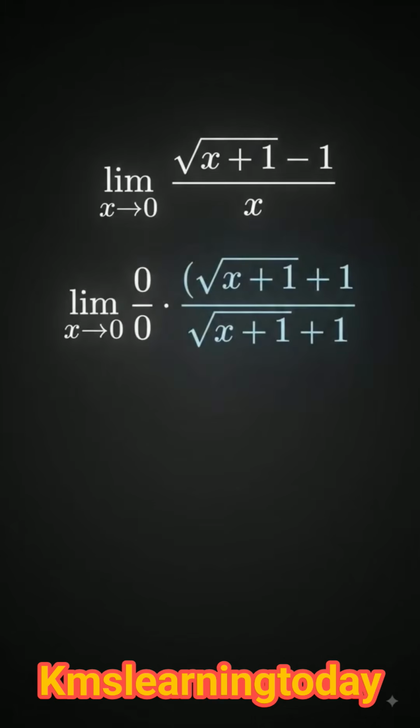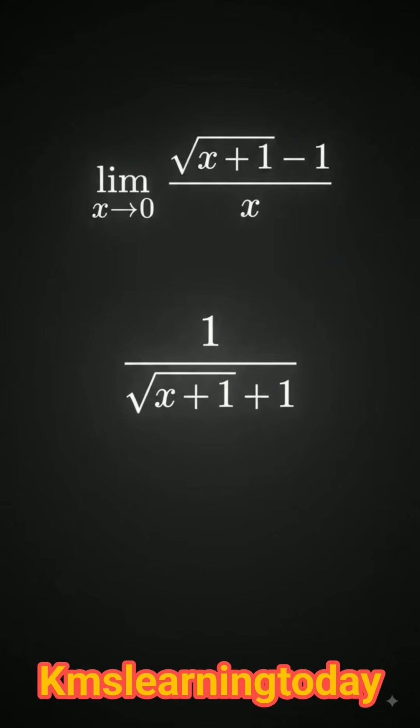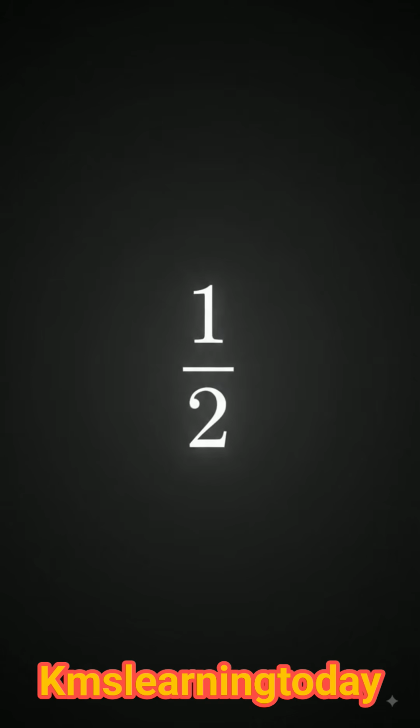Here, direct substitution again gives 0 over 0. We remove the radical by multiplying by the conjugate. After simplification, the limit becomes 1 over the square root of x plus 1. At x equals 0, the answer is 1/2.